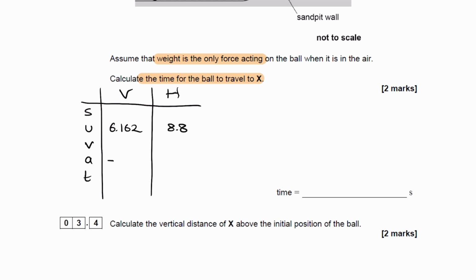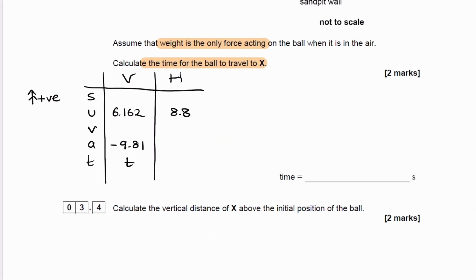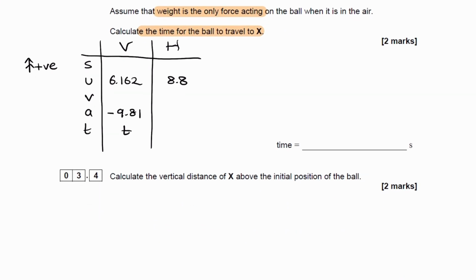Vertically, the acceleration will be minus 9.81. I'm setting the upwards direction to be positive, so acceleration is therefore negative. We're trying to work out time to travel to point X, and the key thing about point X is that when the ball reaches this point, it is traveling horizontally. So that means that there will be no vertical velocity at point X. If it's traveling completely horizontally, the vertical velocity is 0. So in our SUVAT table, our final vertical velocity would be 0. And then from these four quantities here, we can work out time.